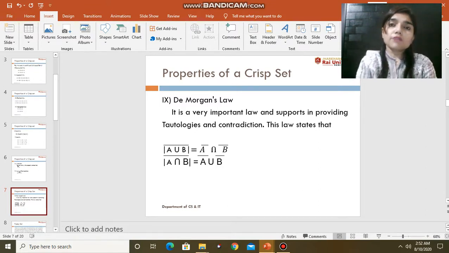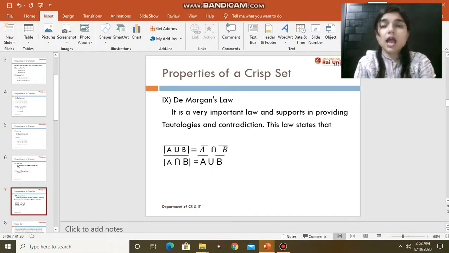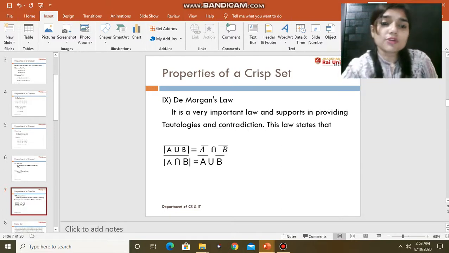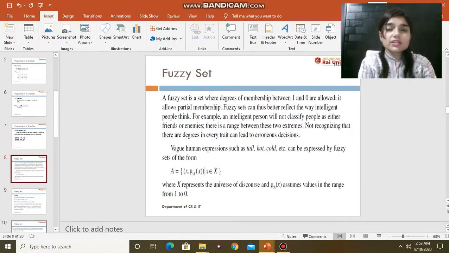So these are the different properties of a crisp set, and using these properties we can prove different tautologies and contradictions. Now comes the fuzzy set. The question is, what is a fuzzy set? A fuzzy set is a set where the degree of membership lies between 1 and 0. It allows partial membership. Fuzzy sets can thus better reflect the way intelligent people think.